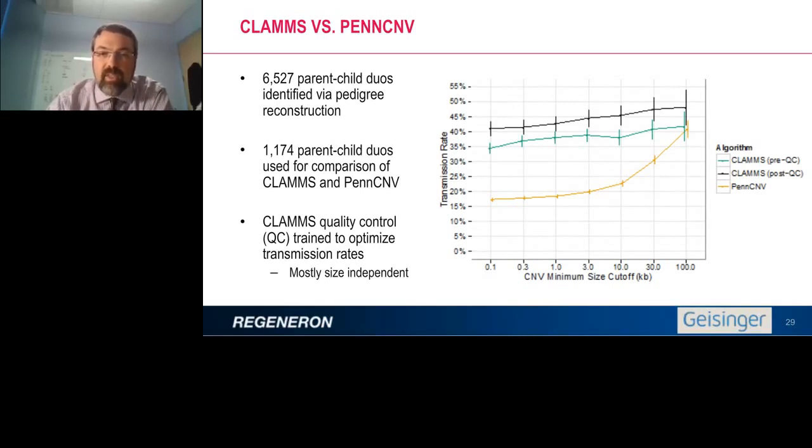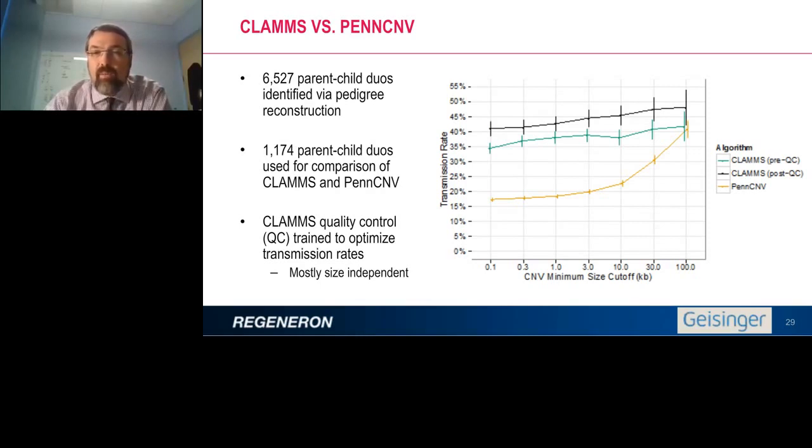So to show you some real validation data, we went through an exercise. Because we have a lot of related individuals, of course, in Geisinger, we're talking about a healthcare system, and families go to doctors, not individuals. So we were able to collect data from 6,500 parent-child duos, and then we could look for the expected transmission rate. If we could validate with genetics, the expectation is if the parent has something, the child has a 50% chance of having the same thing. We can then use that as a validation on our data and compare it to some copy number data that was generated on genotype chips using the gold standard genotype chip CNV caller, PennCNV.